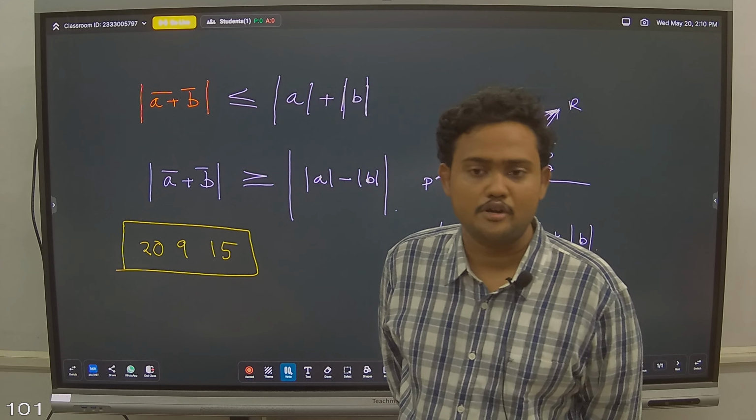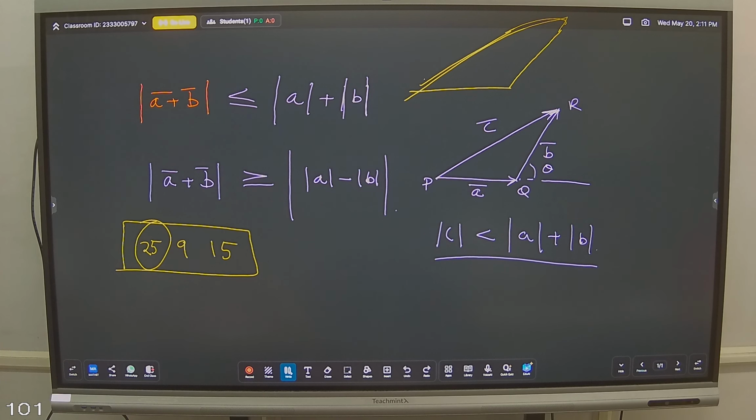But if I were to give you something like, instead of 20, I give you 25. Vectors of magnitude 25, 9 and 15. Is it possible for them to add up to 0? No, right? Correct. Because 9 plus 15 is 24, which is less than 25. Okay. So this inequality you know now.